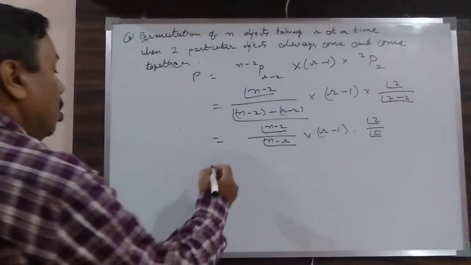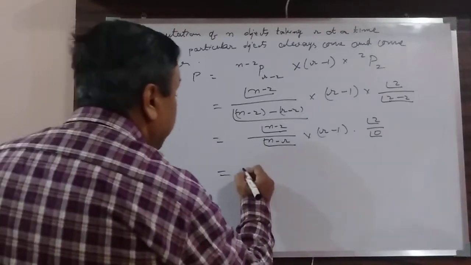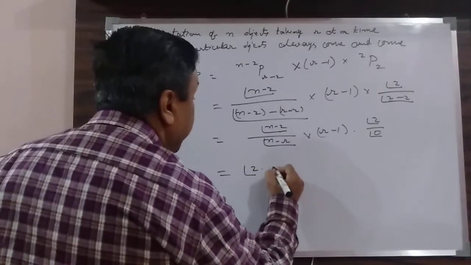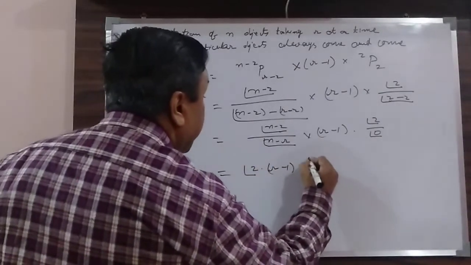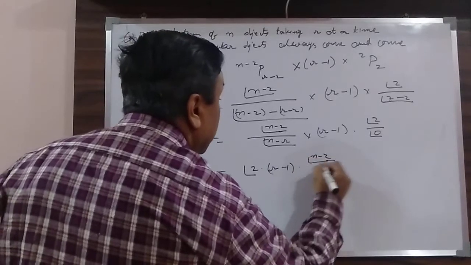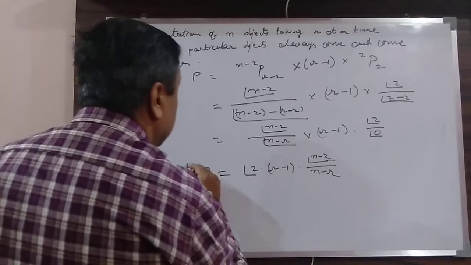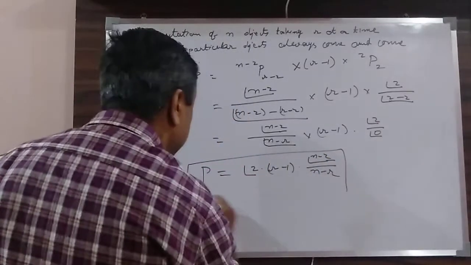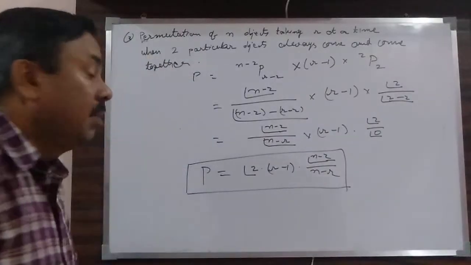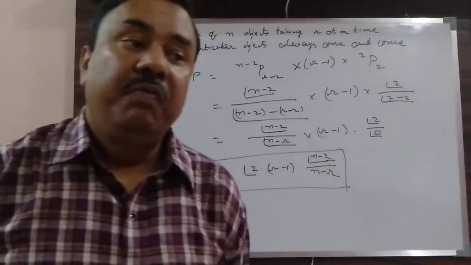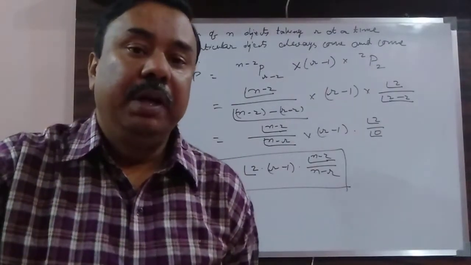Okay, so I can arrange this. It will be written as factorial 2 multiplied by r minus 1 multiplied by factorial n minus 2 divided by factorial n minus r. This is the final formula that I will be getting.